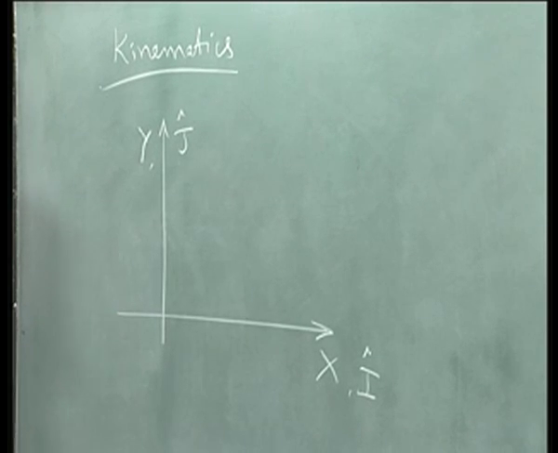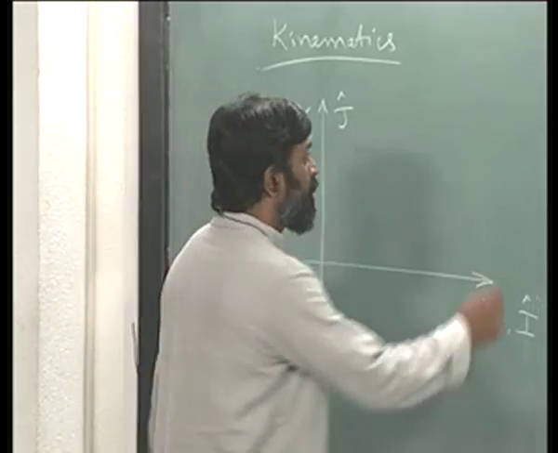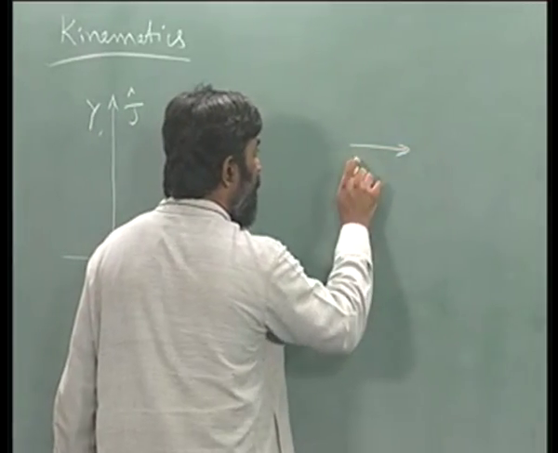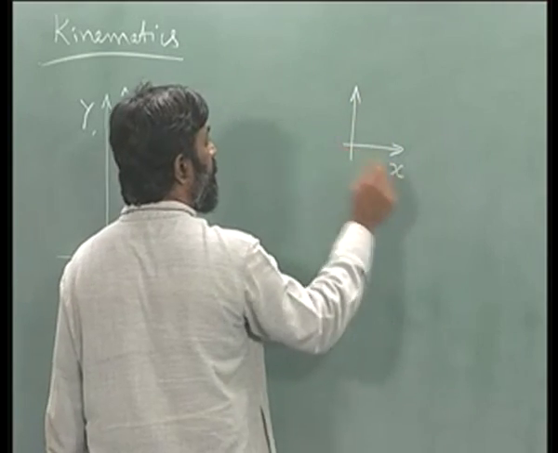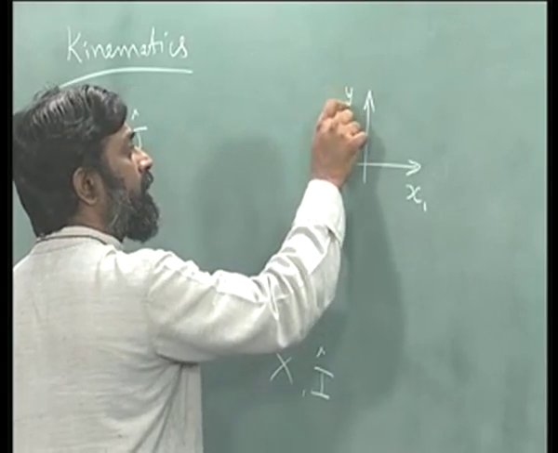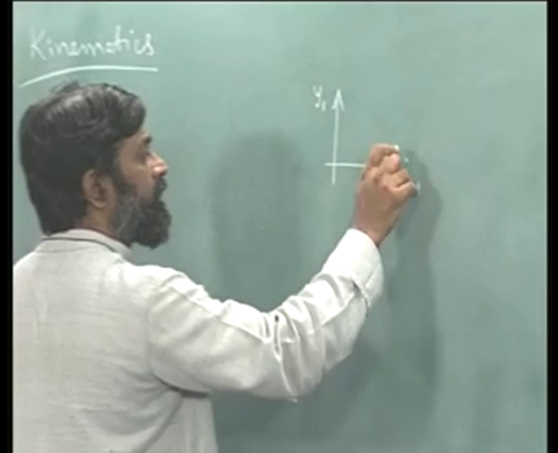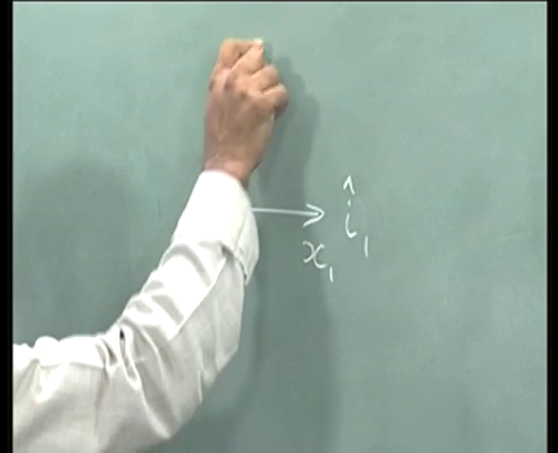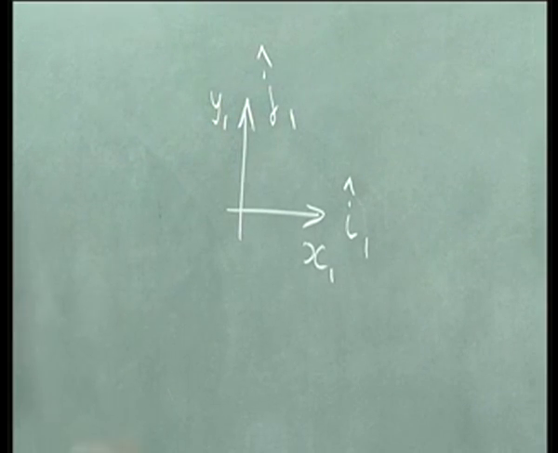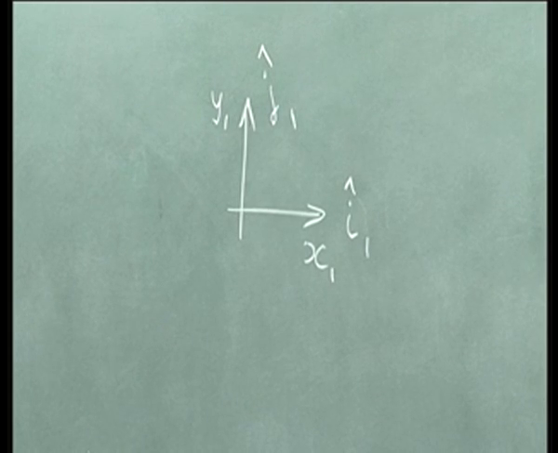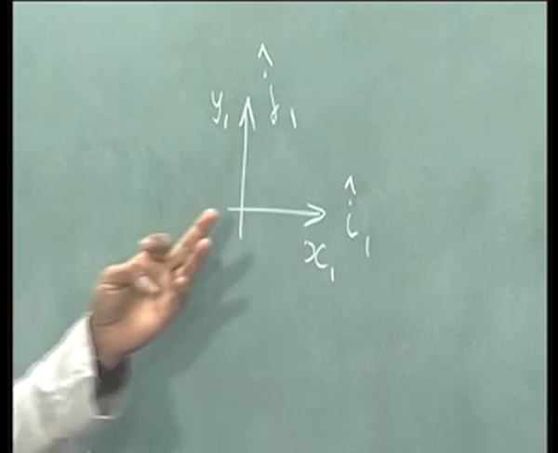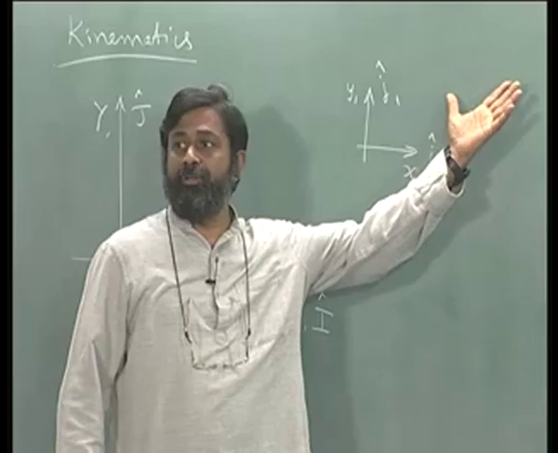Now, there may be many either translating or rotating frames of reference. So, let me call this x1, y1. So, I can say I1, J1. There could be a rotating plus translating frame of reference, with respect to which something else may be defined.